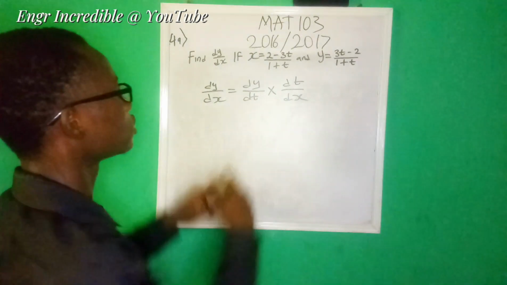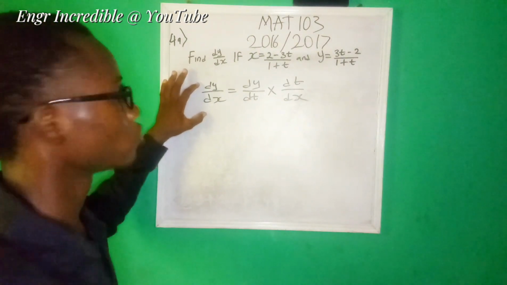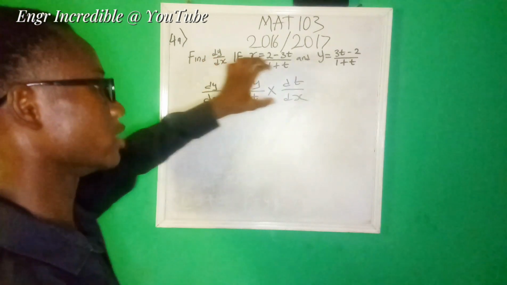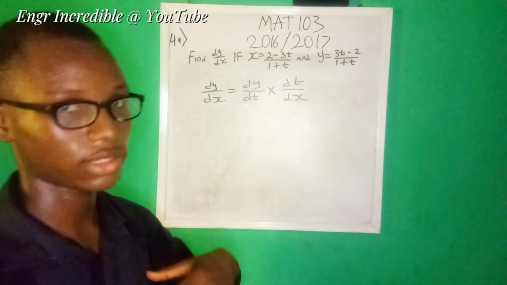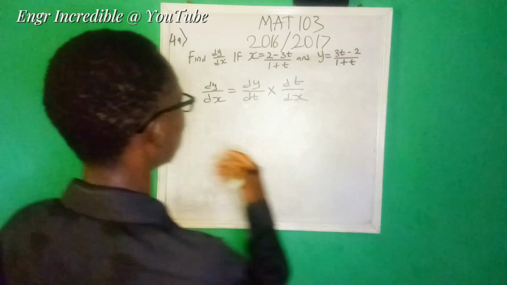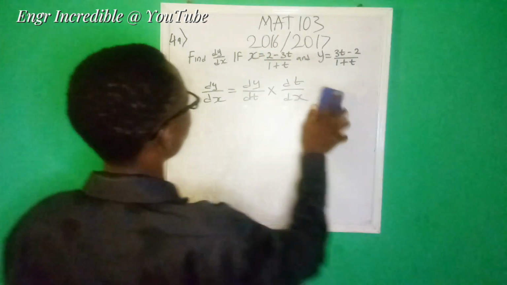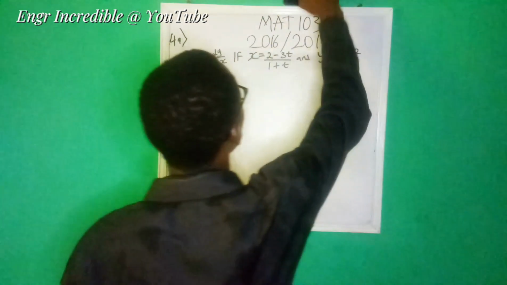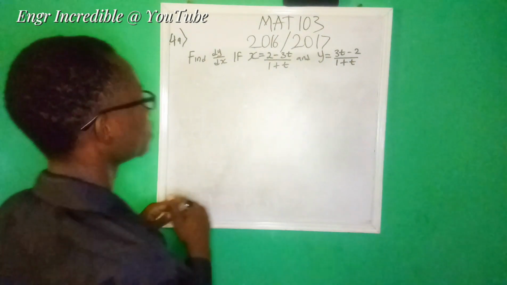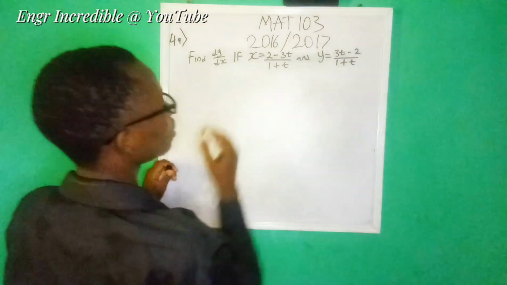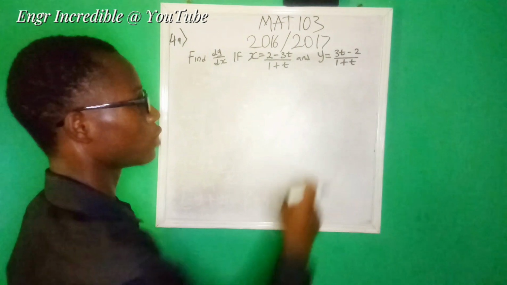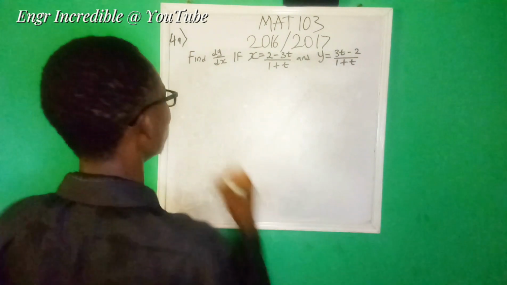So how do we do this? To find dy/dx, first of all, we have to find dy/dt. Then after finding dy/dt, we find dt/dx, that is 1 over dx/dt. That is the inverse of dx/dt. So here's how we do it. Finding our dy/dt, our y is equal to this. In order to differentiate this, we cannot just differentiate directly. We have to use the quotient rule.